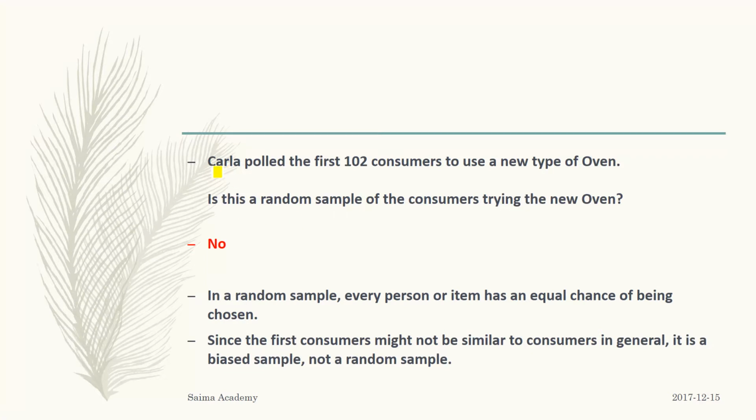The third example is, suppose Carla pulled the first 102 consumers to use a new type of oven. Here is a catch: first 102 consumers. Is this a random sample of the consumers trying the new oven? The answer is no in this case. Why no? Because Carla pulled the first 102 consumers. In a random sample, every person or item has an equal chance of being chosen, but the first consumers might not be similar to consumers in general. It is a biased sample, not a random sample.